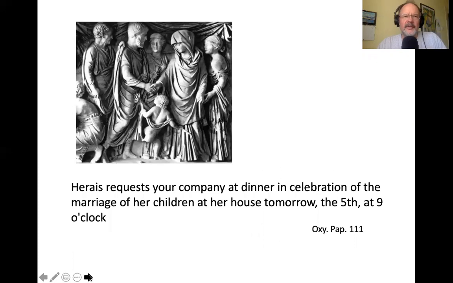This is a frieze, a statue of a Roman wedding. And here's another Oxyrhynchus papyrus, number 111. Heraeus requests your company at dinner in celebration of the marriage of her children at her house tomorrow, the 5th, at 9 o'clock. Now, again, I'd ask you, what's different about this letter?